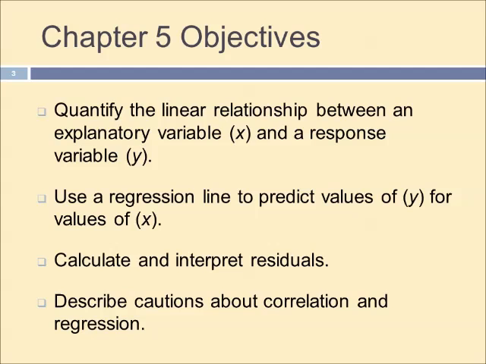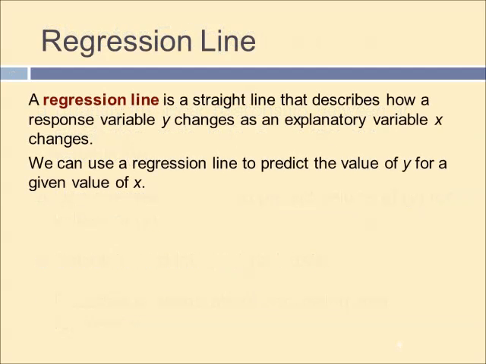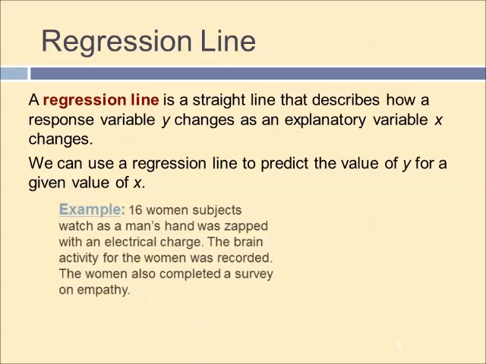about correlation and regression. So to begin with, a regression line is a straight line that describes how a response variable y changes as an explanatory variable x changes. We can use a regression line to predict the value of y for a given value of x.